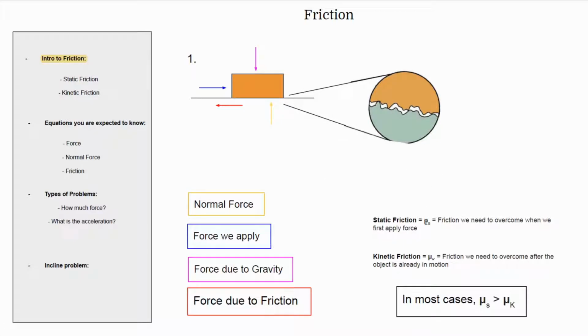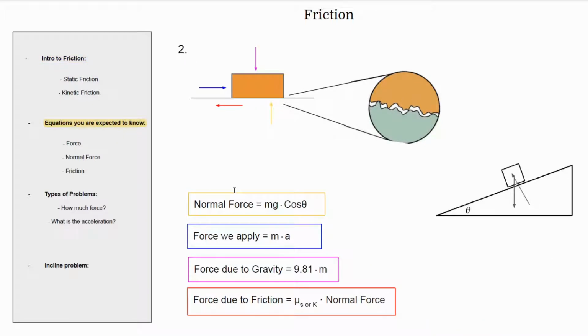One more thing I want to note is the fact that static friction is almost always greater than kinetic friction. And again, this is due to the fact that in static friction, these grooves interlock a lot better than during kinetic friction. And that's because when the object is already in motion, the grooves kind of glide over the plane's grooves. So therefore, it takes less force to keep the box in motion.